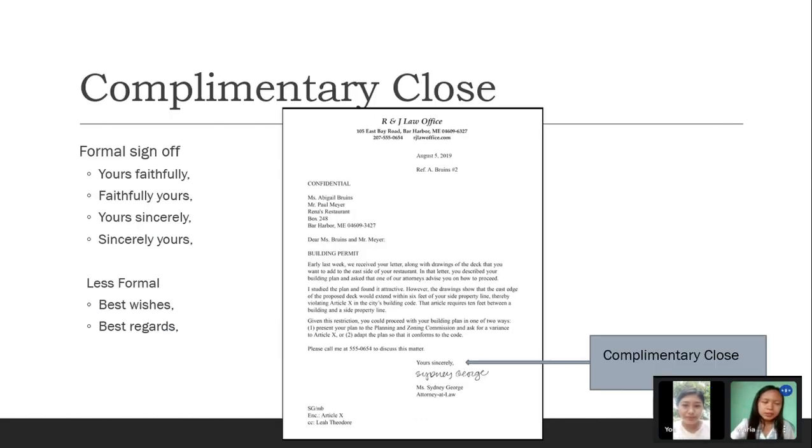Next, after the body of the letter is the complimentary close. The complimentary close consists of two styles, the formal sign-off and the less formal. Formal sign-offs are Yours faithfully, Faithfully yours, Sincerely, Sincerely yours. Less formal are Best wishes and Best regards, and there are many examples of less formal complimentary closes. Beside is the example, Yours sincerely. It is after the body of the letter and before the signature block.